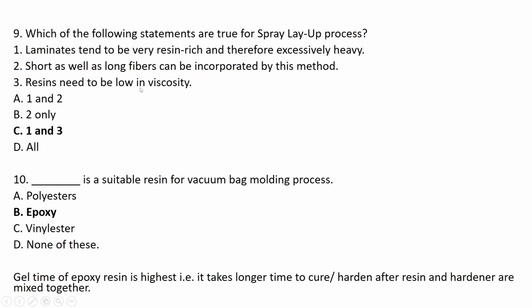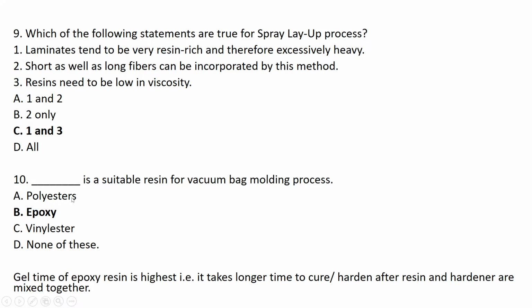Then the second one states that short as well as long fibers can be incorporated by this process. So it's wrong. Only long fibers can be incorporated, because we have mats or continuous unidirectional fibers on which resin is just sprayed. If you are using short fibers, then it will not make any sense. It would be difficult to mold it, and therefore long fibers are mainly used. Then, as we are spraying this resin, the viscosity definitely needs to be low, and therefore 1 and 3 are correct options.